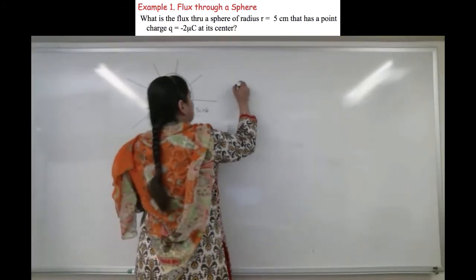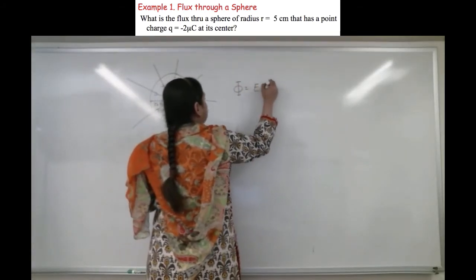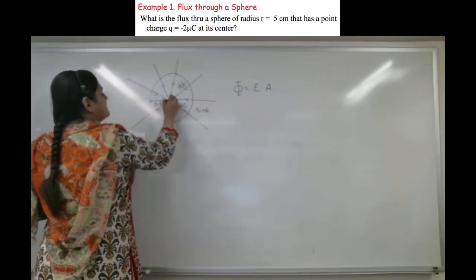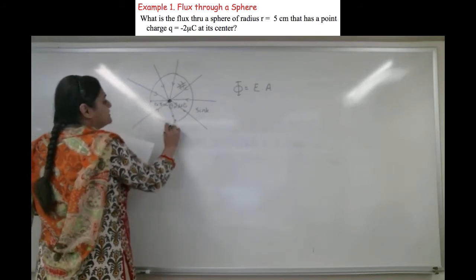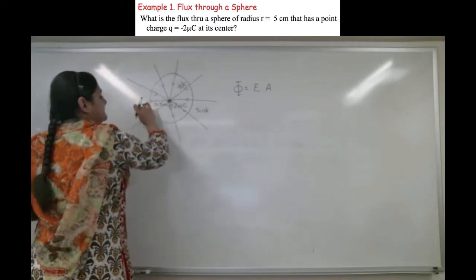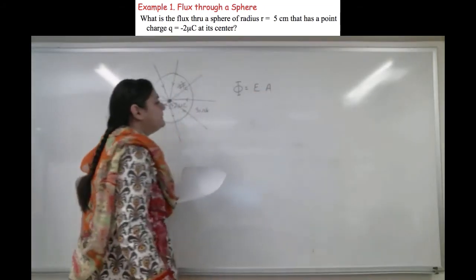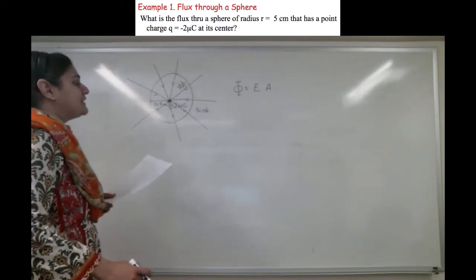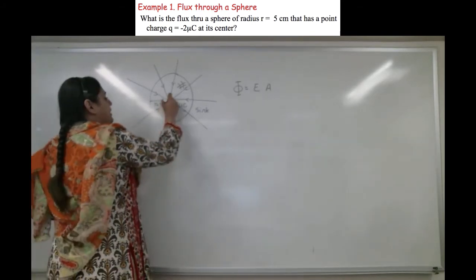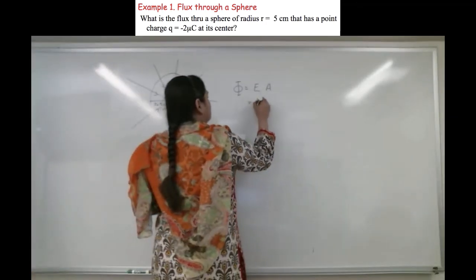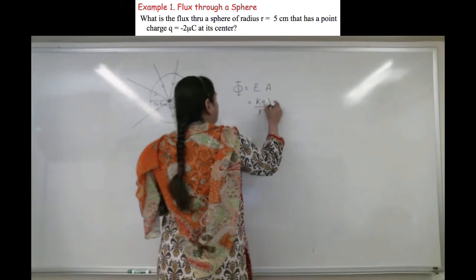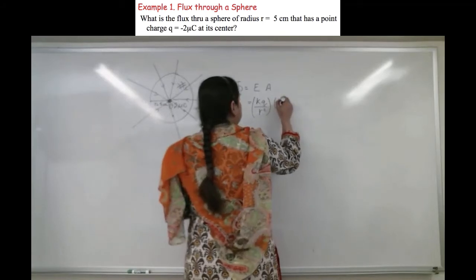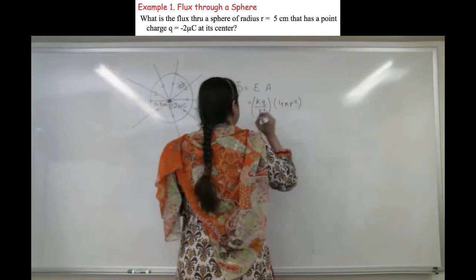We know about flux, that this is equal to E dot A, right? So all of these lines, since it's in the center of the sphere, are actually pointing inwards, perpendicular to each of these points on a sphere. So I can take the dot away. I get EA, right? What is E? E is the electrical field caused by this charge presence. So that will be KQ over R squared. And what is the area? It is the area of a sphere that we know is given by 4 pi R squared.